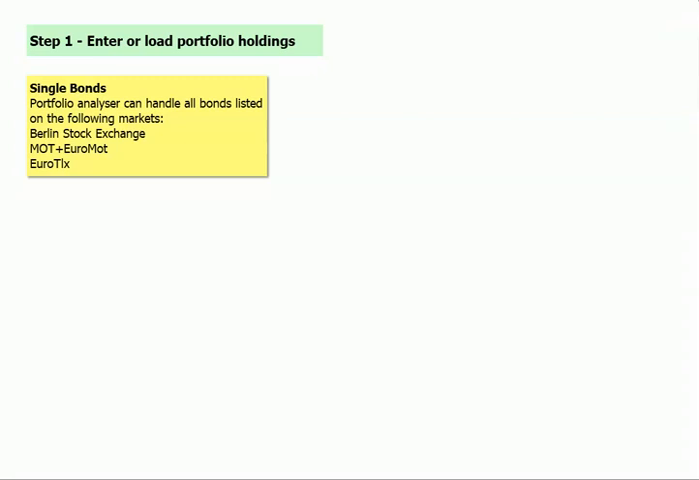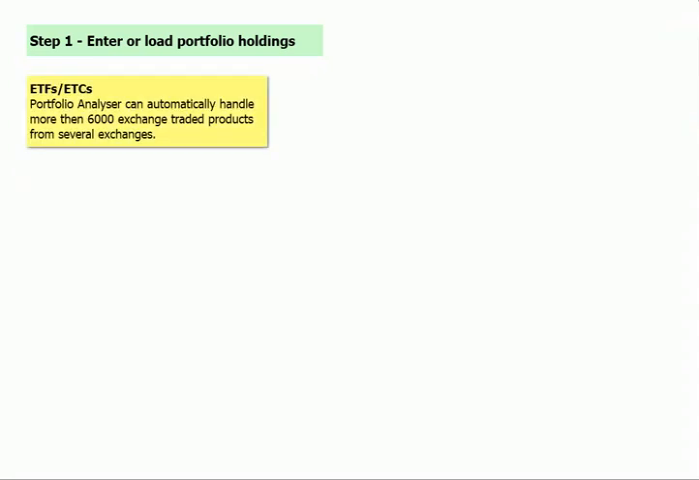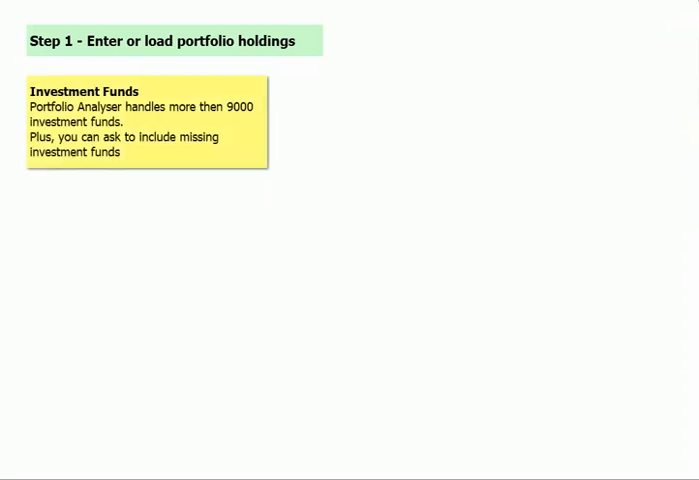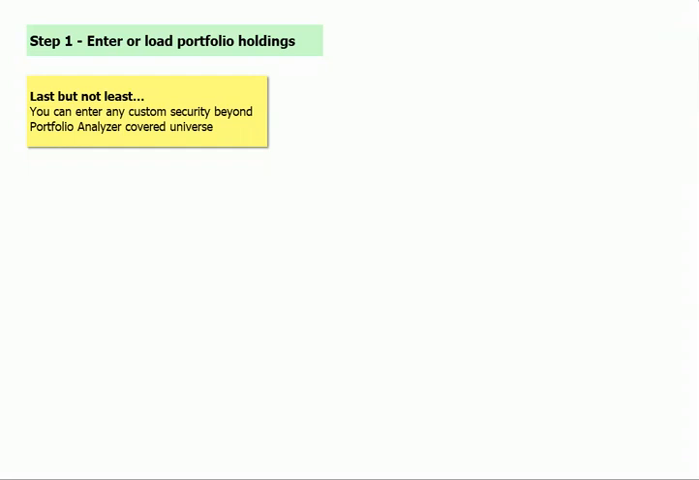Single bonds. Portfolio Analyzer can handle all bonds listed on the following markets: Berlin Stock Exchange, MOT plus EuroMOT and EuroTLX. Portfolio Analyzer can automatically handle more than 6,000 exchange-traded products from several exchanges. Investment funds. Portfolio Analyzer handles more than 9,000 investment funds. Plus, you can ask to include missing investment funds. Last but not least, you can enter any custom security beyond Portfolio Analyzer's covered universe.